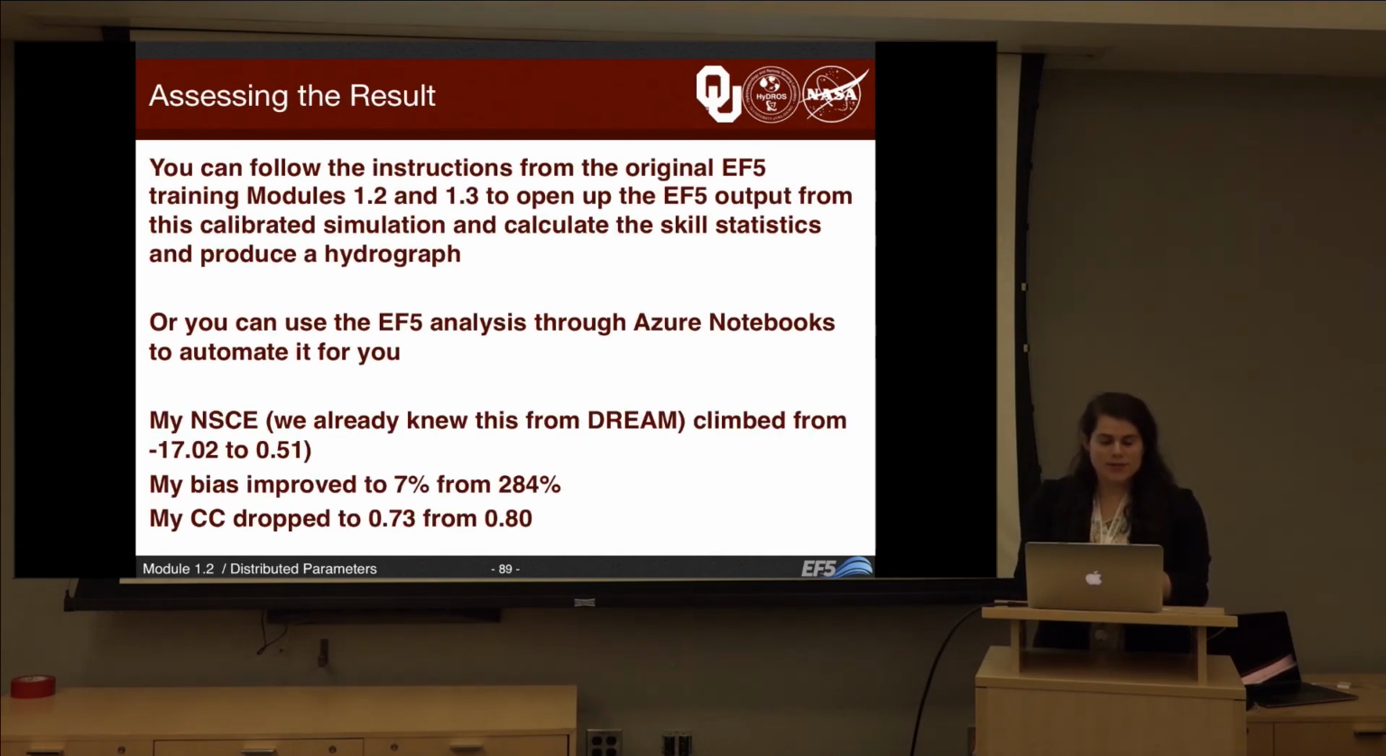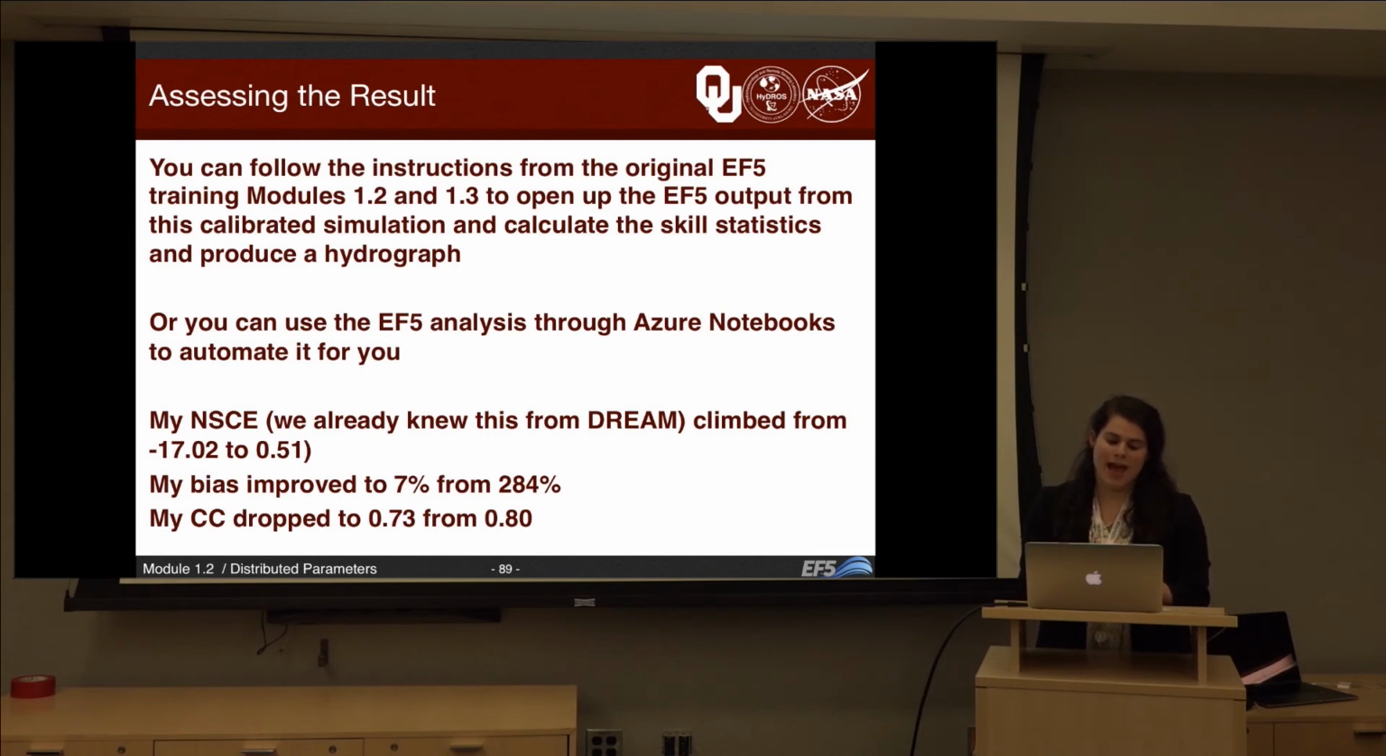So for assessing the result, you can follow the instructions from the original EF5 training modules 1.2 and 1.3 to open up the EF5 output from the calibrated simulation and calculate the skill statistics and produce a hydrograph. Instead of doing this, you can also use the EF5 analysis through Azuri notebooks to automate it for you.